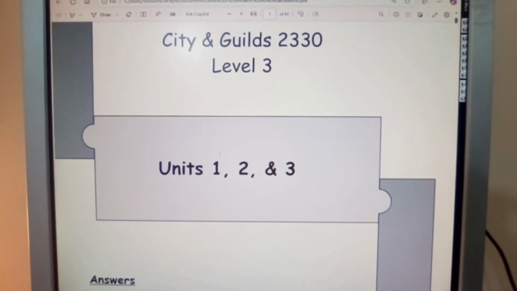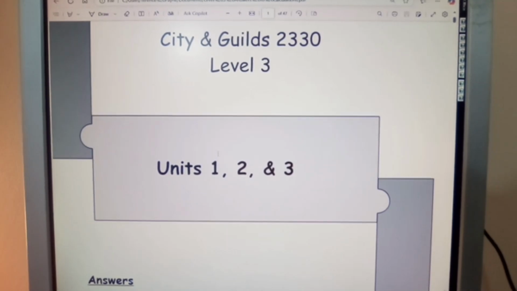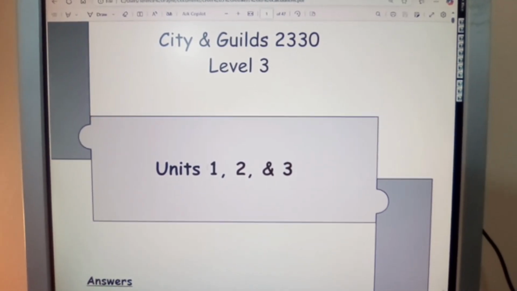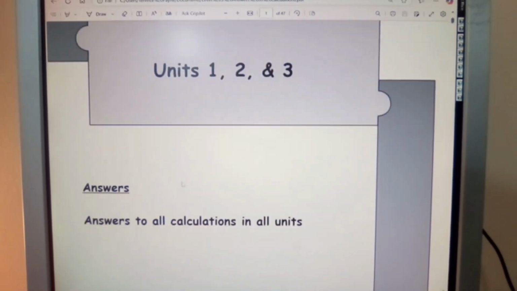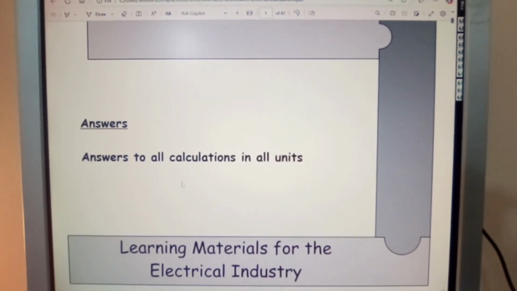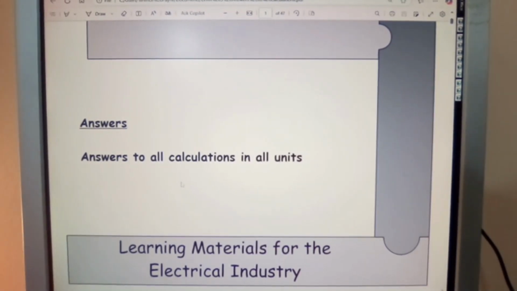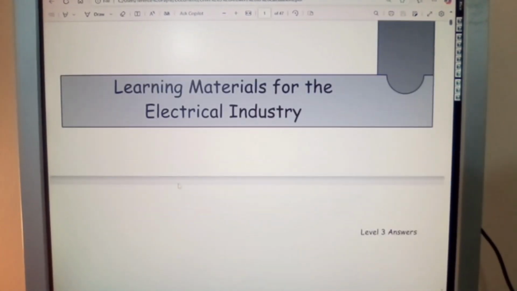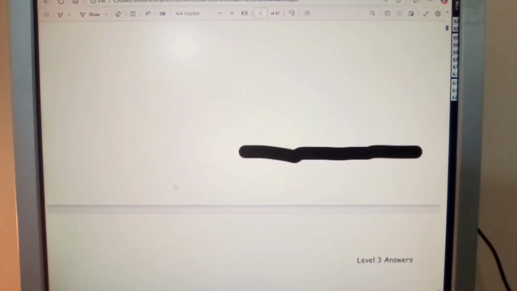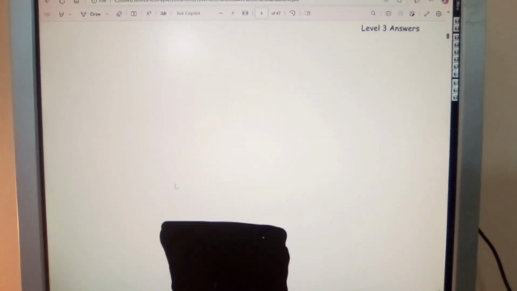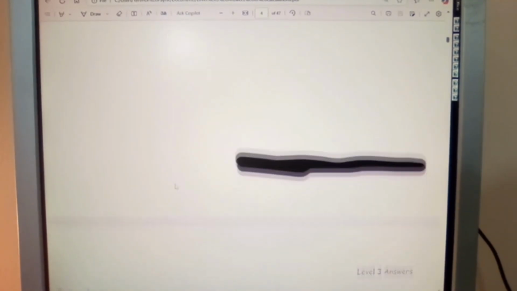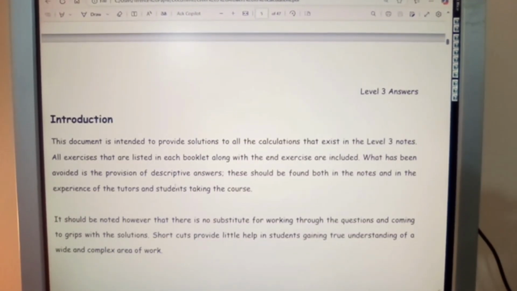Now, I haven't put up the questions for these just yet, but the questions will follow in their own right. This is just for you to be aware that you will need to be using these. The answers are here, answers to all calculations in all units, and there's quite a number of units. A lot of this is blanked out to make sure that I do not infringe on any copyright materials.